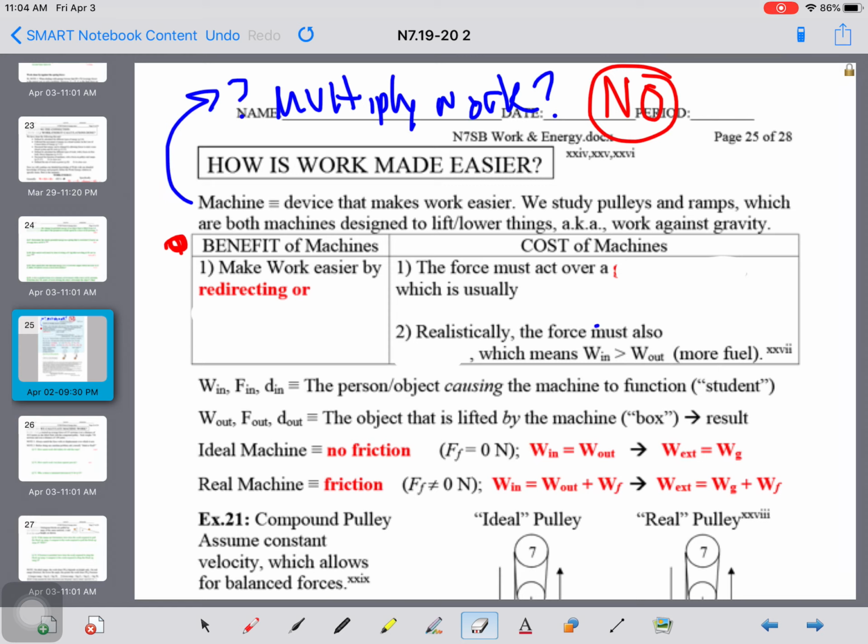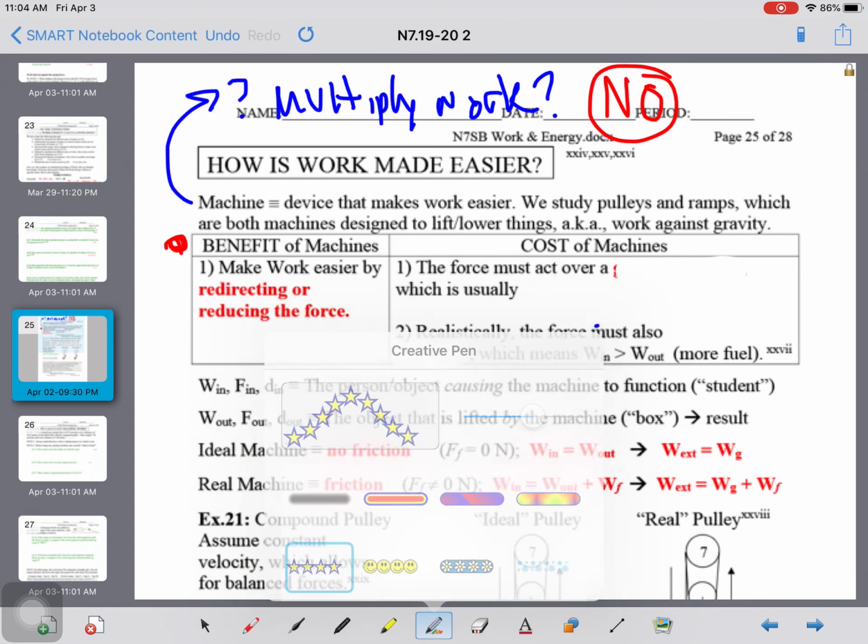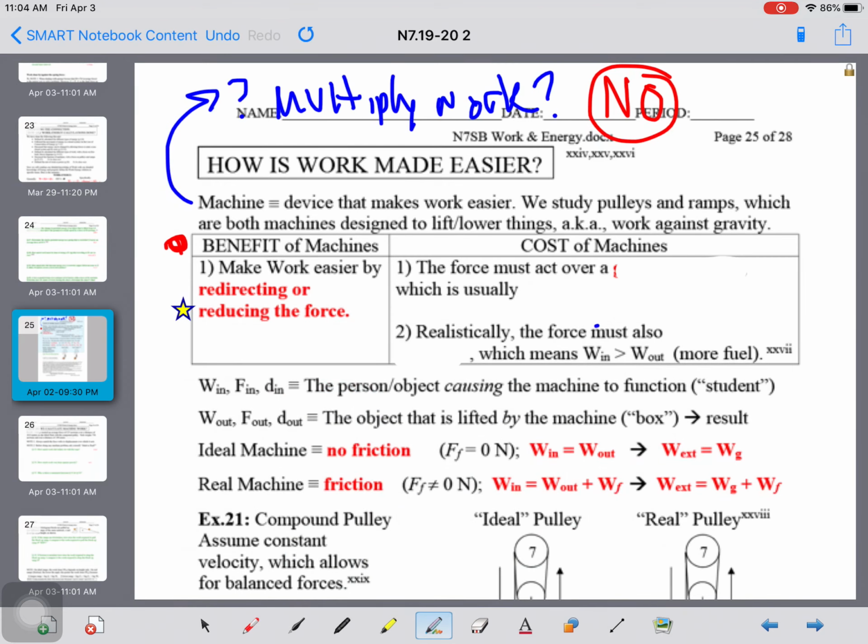Usually, though, when people talk about machines, they talk about mechanical advantage, which is reducing the force. So that's really the main one that people like to think about. We'll put a little star on that one. So reducing the force. And that means you pull, but you don't have to pull that hard.